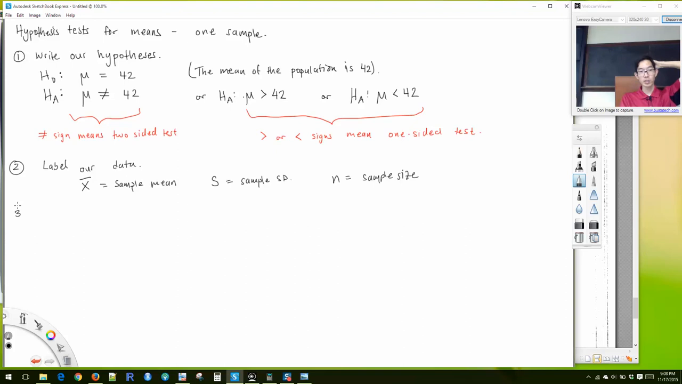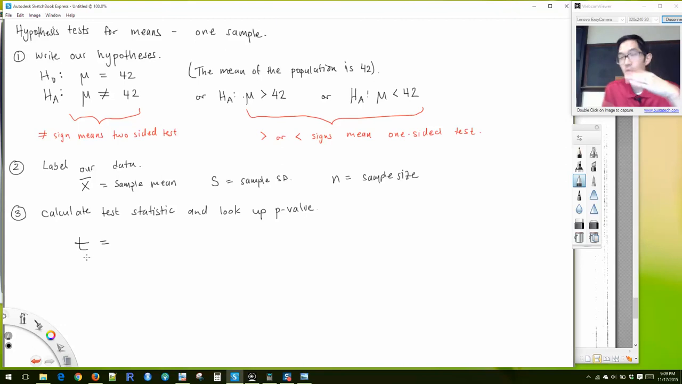So number three is calculate your test statistic and look up the p-value. I'm hoping these steps at least feel familiar. It's just, we're just using different letters. It's the only thing that's changed. But the steps, the big picture part, is still the same. Okay, so our test statistic here, we use the t, okay?